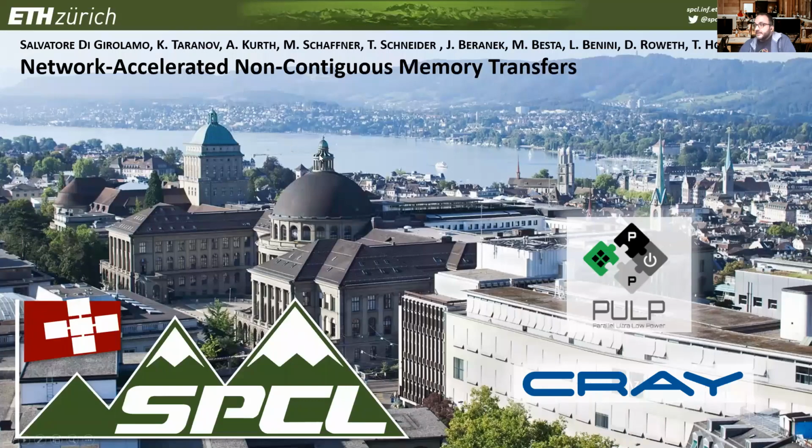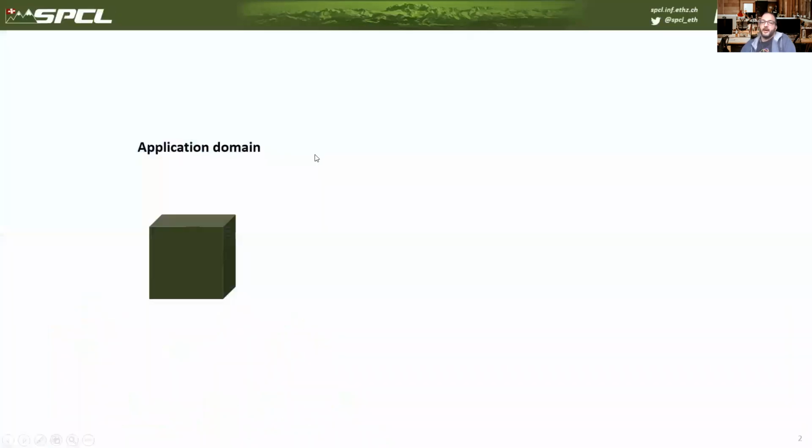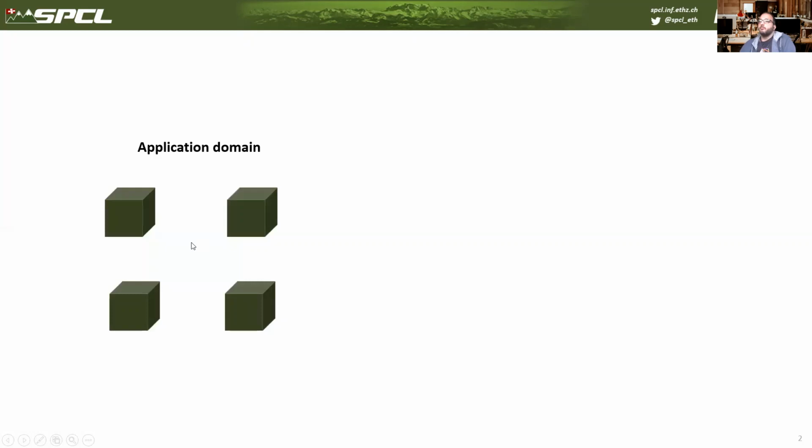Before starting, let's see what we mean by a non-contiguous memory transfer. Usually when we distribute an application, we start with some domain that we need to distribute among multiple nodes. So we end up with something that looks like this. Here we have the nodes, and then depending on the application and on the partitioning we choose, we have to communicate some data, and this data is basically the domain or the evolution of the domain as the application progresses.